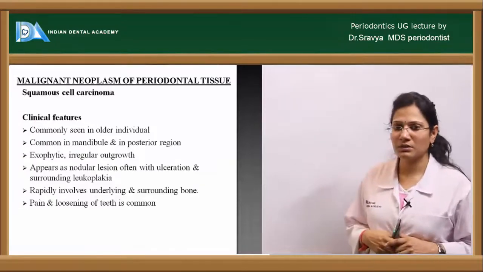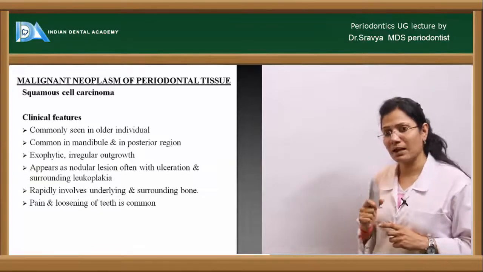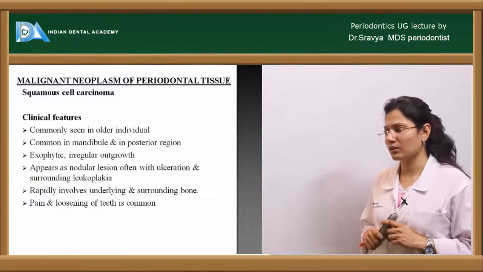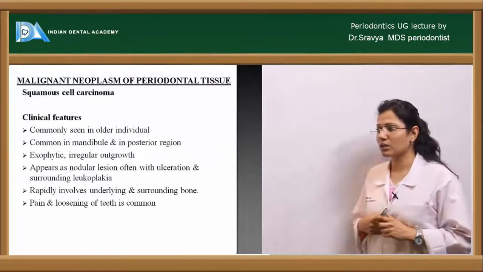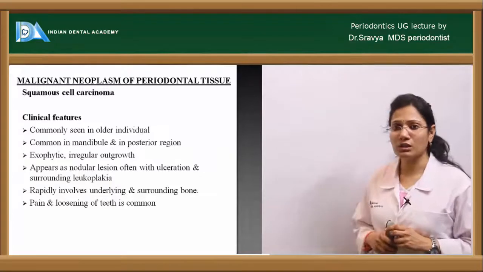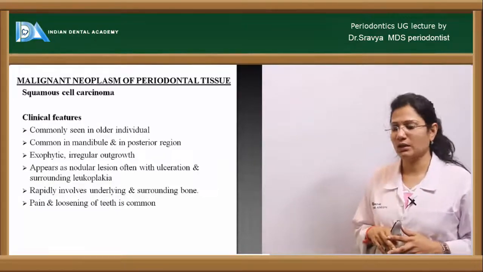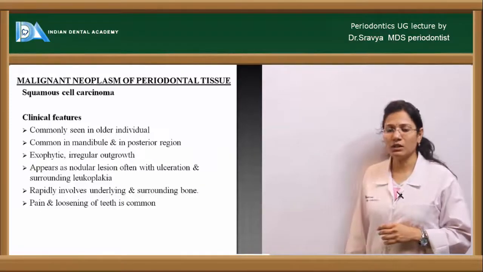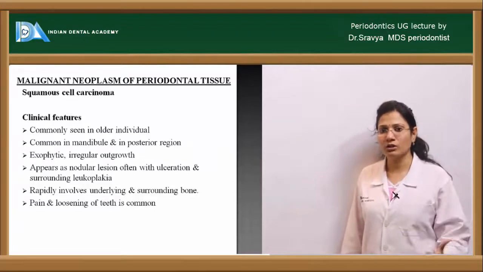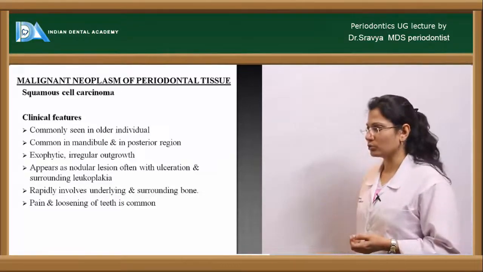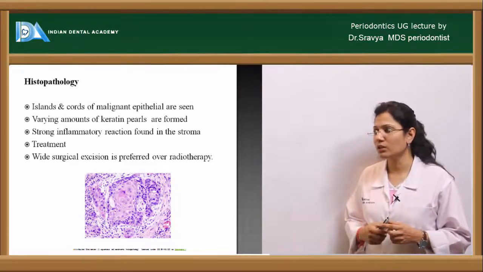Now, squamous cell carcinoma: the clinical features are commonly seen in older individuals, and it is more common in the mandible. In the posterior areas you find it like an exophytic growth, or an irregular outgrowth. It appears as a nodular lesion, often with ulceration and surrounding leukoplakia. Rapidly, it involves the underlying bone because it is definitely a malignant neoplasm, so it will encroach on the underlying tissues. Pain can be seen, and loosening of the teeth is most common.